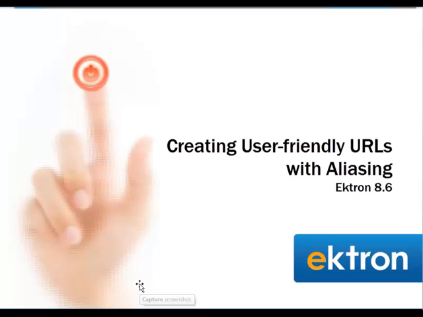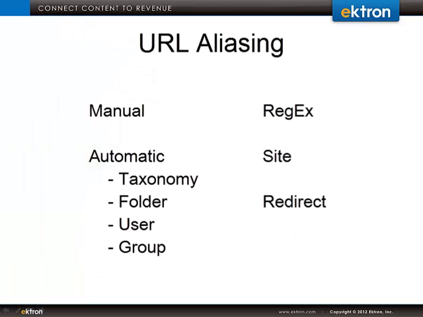Ektron lets you create easy-to-read, descriptive, and SEO-friendly URLs with aliases. This video describes the types of URL aliases that you can create. There are several types of aliases that you can use.